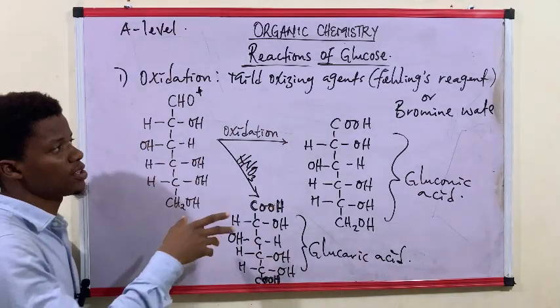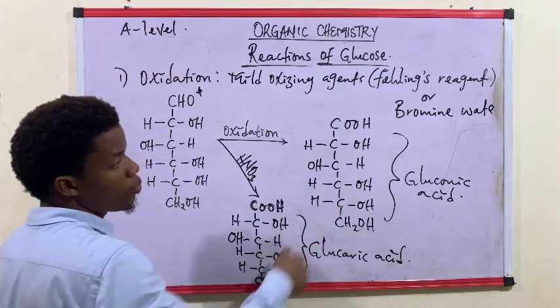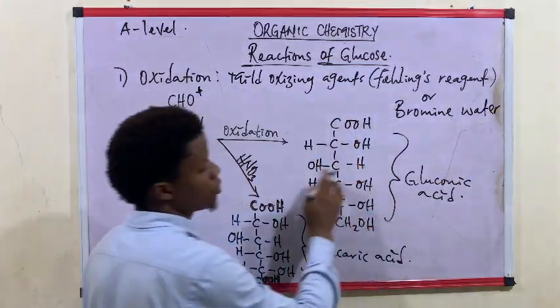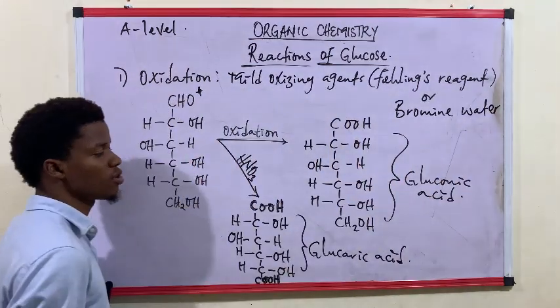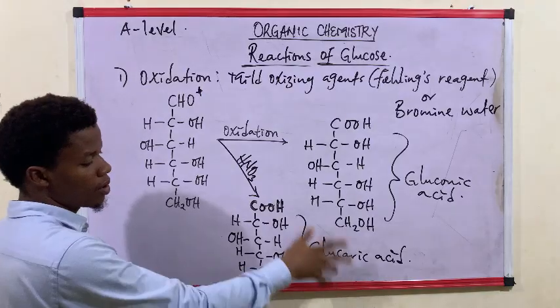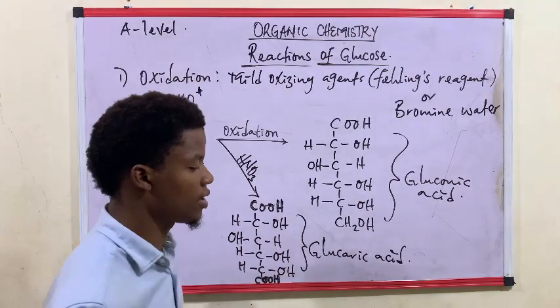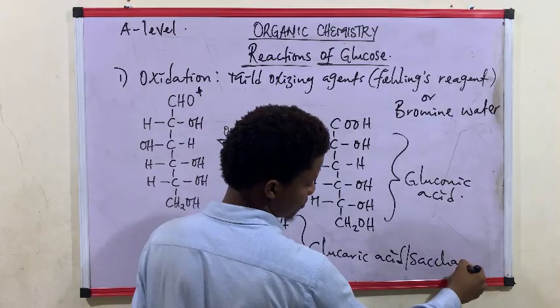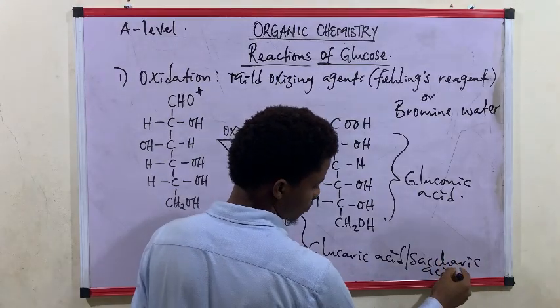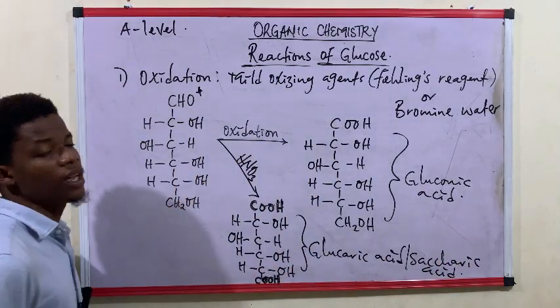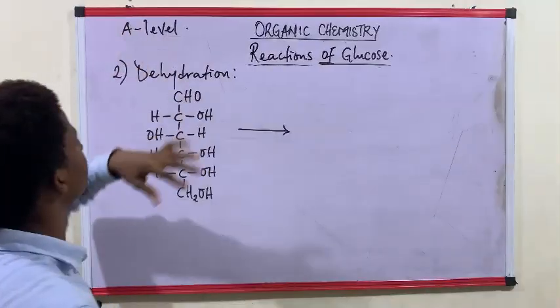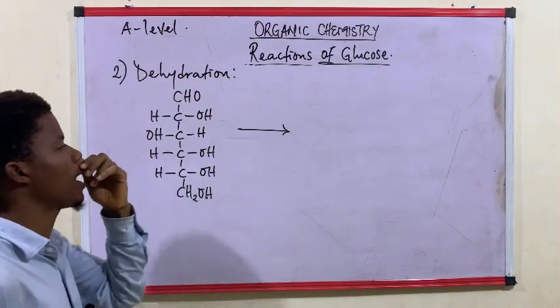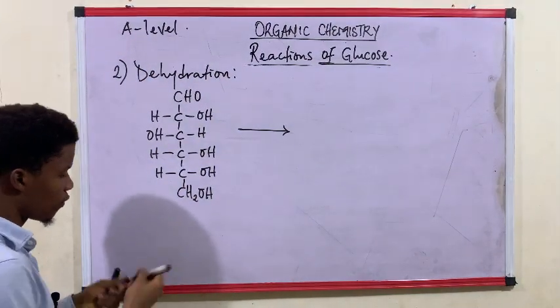So using a mild oxidizing agent like the Fehling reagent or bromine water, we're going to get gluconic acid. Using a strong oxidizing agent like HNO3, we're going to get glucaric acid. Glucaric acid is also referred to as saccharic acid. All right, so now let's go to the second reaction, the dehydration reaction. That's the dehydration of glucose.